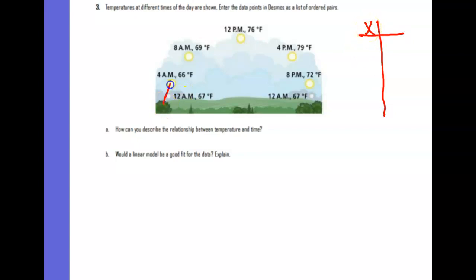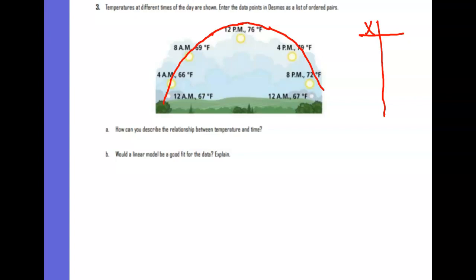As we increase the time, the temperature is going to start going up until the middle of the day, and then it's going to start coming down. So the relationship between temperature and time is that throughout the day the temperature increases. Once the sun sets, the temperature begins to drop.